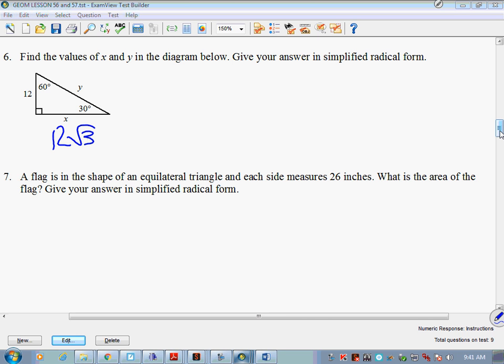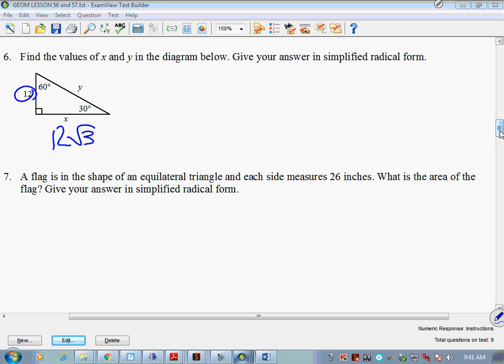Because x is opposite 60, 60 is x radical 3. So 12 represents my x. I know that's going to be confusing, but we're going to take my short side times radical 3 to get the side that's opposite 60. Okay? I think you were thinking in terms of y.